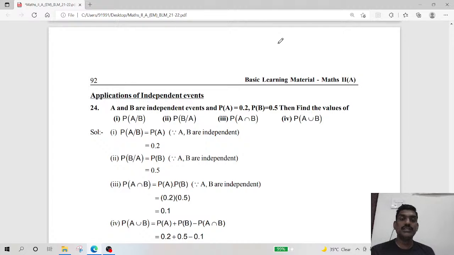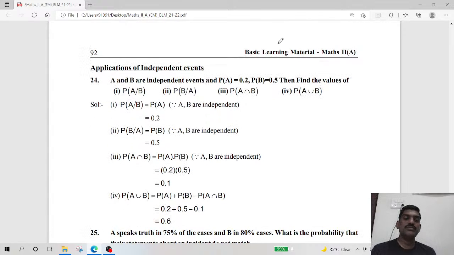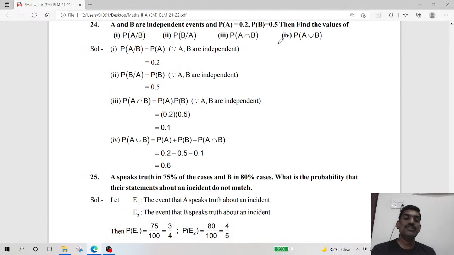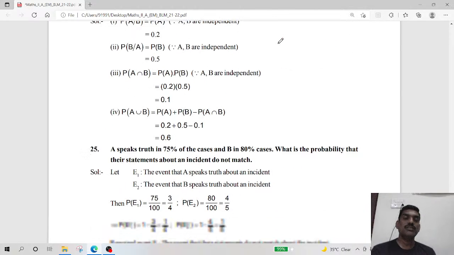Alright. Next, applications of independent events. A and B are independent events. P of A is equal to 0.2, P of B is equal to 0.5. Find the values of P of A given B. P of A given B is P of A because independent events. P of B given A is P of B. P of A intersection B is P of A times P of B. P of A or B is P of A plus P of B minus P of A intersection B.